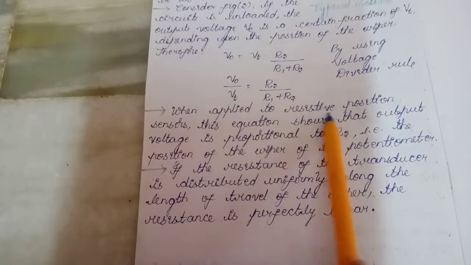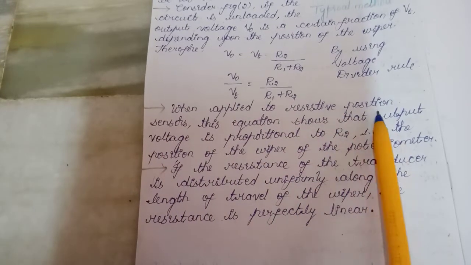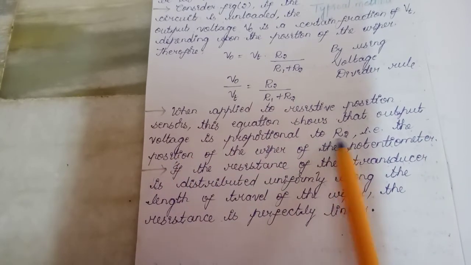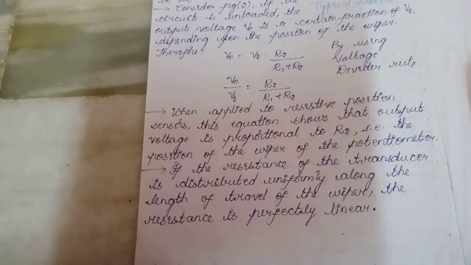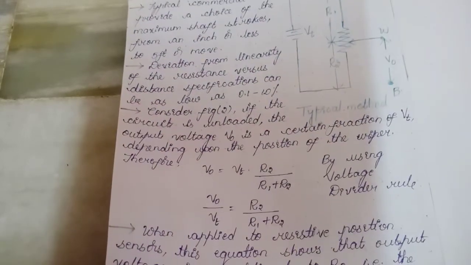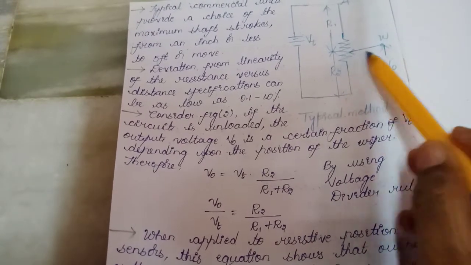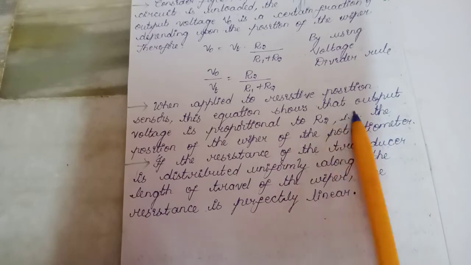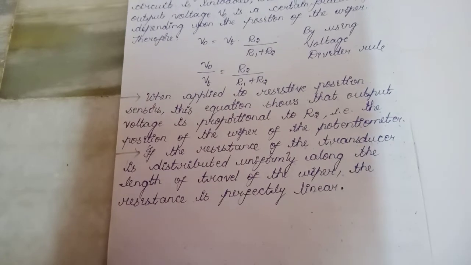When this output voltage is applied to resistive position sensors, this equation shows that the output voltage V0 is directly proportional to R2, which is the position of the wiper of the potentiometer. As I have already told you, this arrow indicates the wiper, the variable resistance.